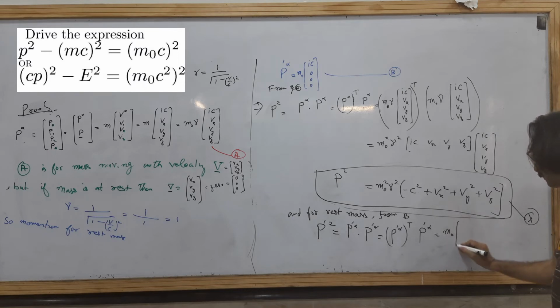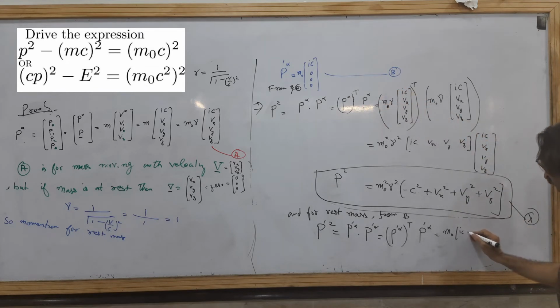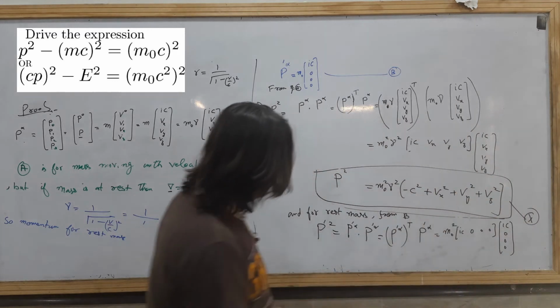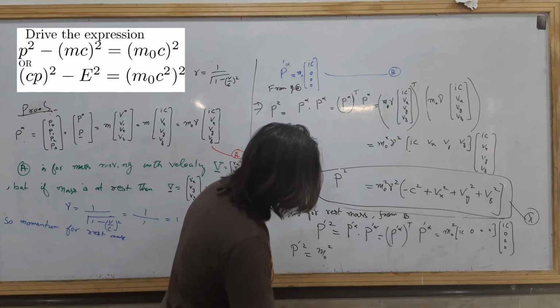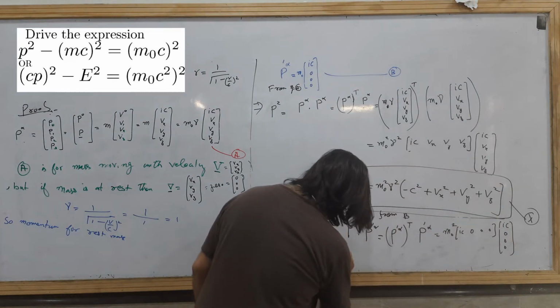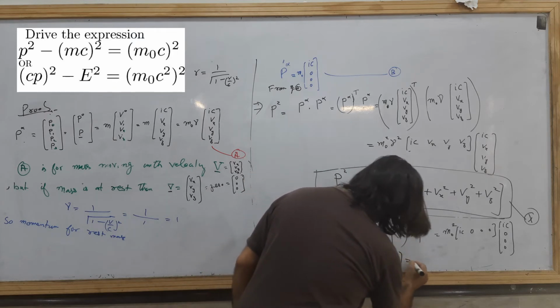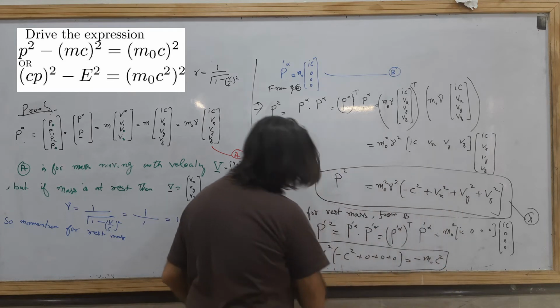And what is this? m naught, I am writing it directly, the first row is i c, 0 0 0, m naught square, and both have m naught, i c, 0 0 0. So from here P dash square will be equal to m naught square, i square is minus c square, and everything else is 0, so minus m naught square c square.